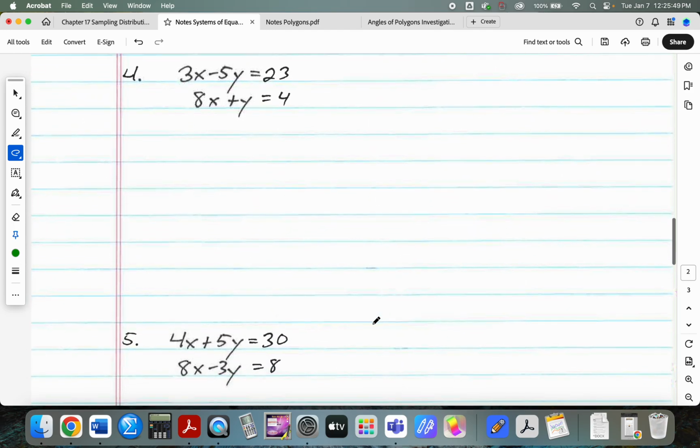So on number 4, you can choose to substitute or you can choose to do it by elimination. I'm going to show you both. And this one for me, when I look at this, it's kind of a toss-up. It just depends on my mood at the moment which one I'm going to use, honestly. They're about the same, at least in my head. If I wanted to use substitution, I just need to take this equation and subtract 8x from both sides, and I have y equals 4 minus 8x.